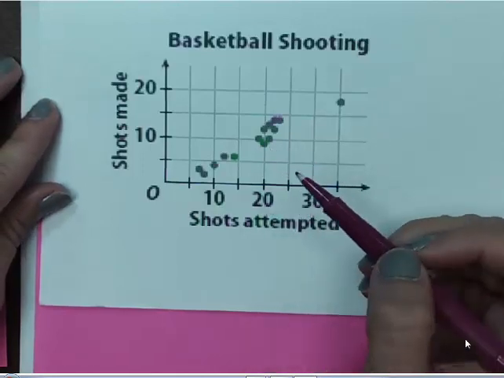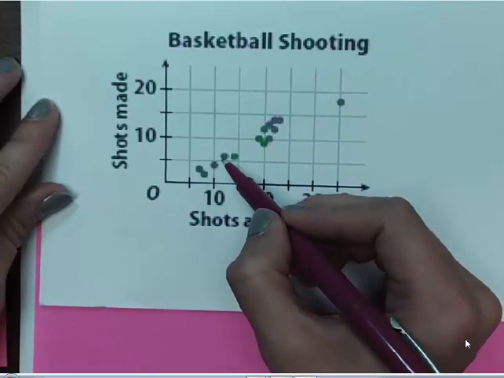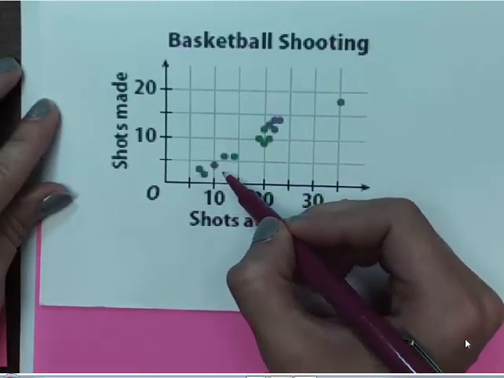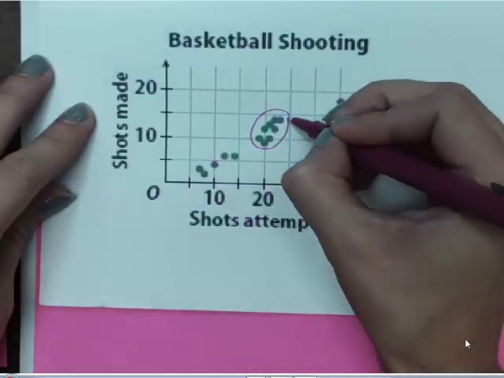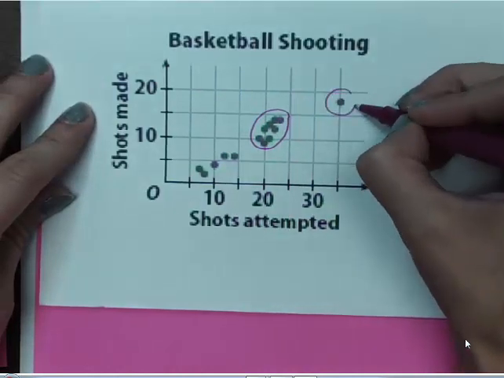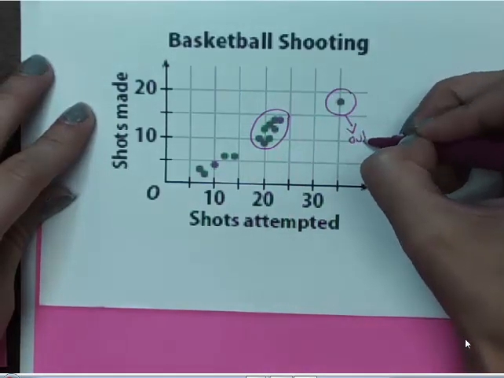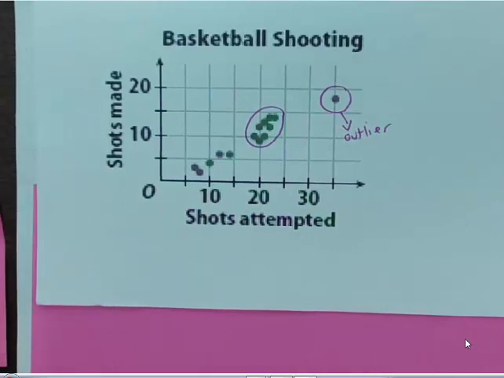Clusters, I think these are evenly spread out, so I don't think they're closely together. This one I would consider a cluster. But what about this one? This is a really good example of an outlier. It's by itself. It's really not within the other data. Okay, so that would be considered an outlier.